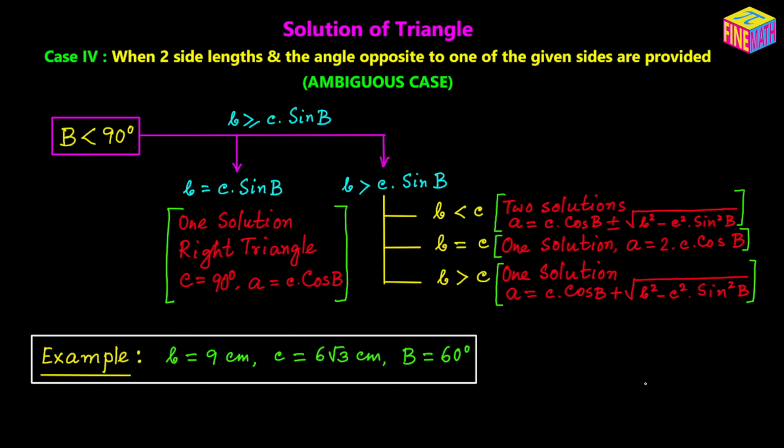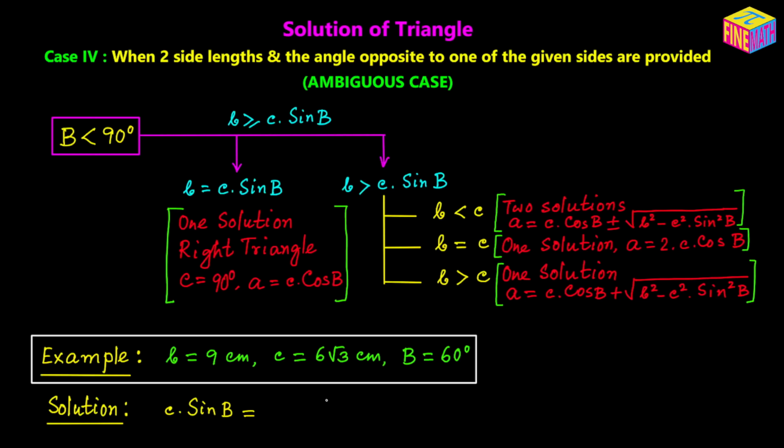In this case, the angle that has been provided is opposite to the side b. So here let's first find out whether B is an acute angle or not, and obviously we can see B is equal to 60 degrees, so B is an acute angle. Now let's find out whether side length b is equal to c times sine of B or greater than c times sine of B. If the side length b is less than c times sine of B, there will be no solution. The answer will be no solution. Now in this case, what is c times sine of B?